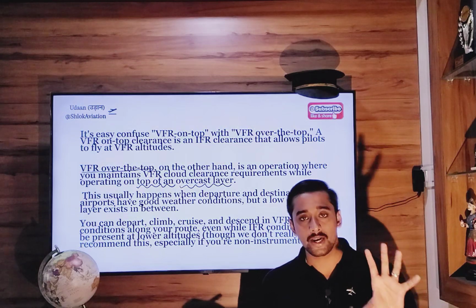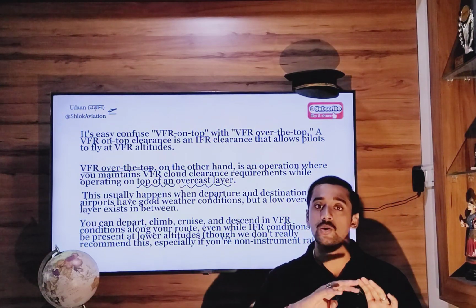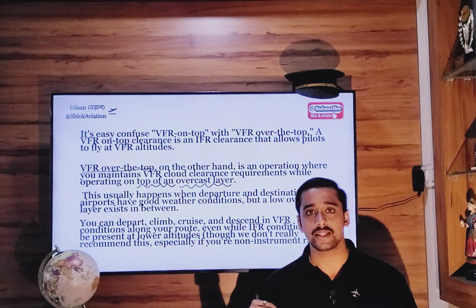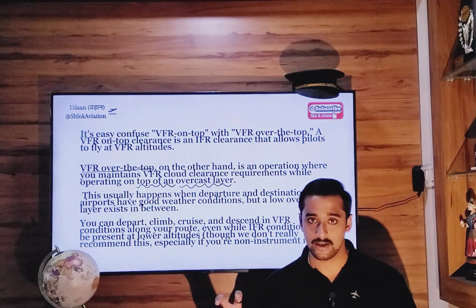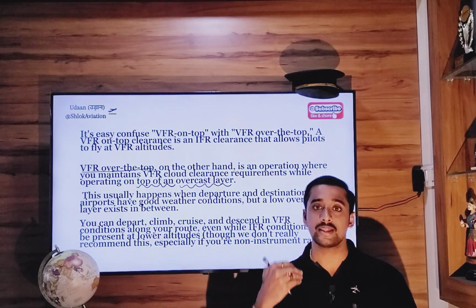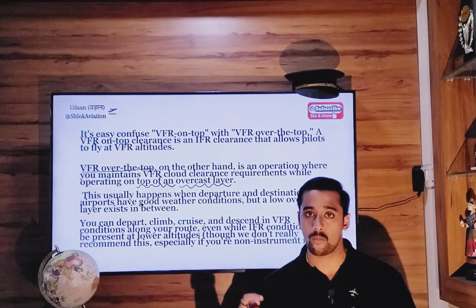There is good weather at your airport. There is good weather at your destination airport. There is also good weather along the route, but along the route at low levels, there is bad visibility or an overcast cloud layer. So it translates to flying over that overcast layer. So that's why the name is given VFR over the top.